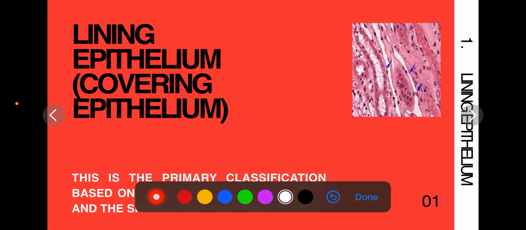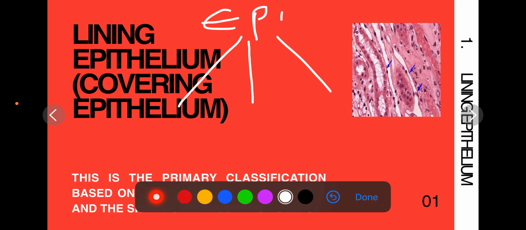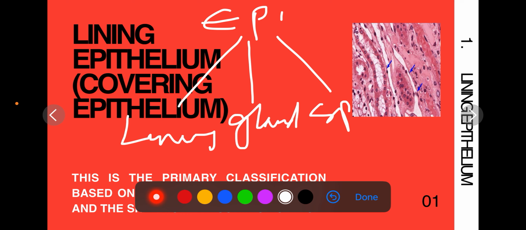So in general, the epithelium is classified into three branches. So here, this is epithelium, okay, and we have three types. The first one is the lining one, which we are speaking about now. The second one is called the glandular, and the third is special types. Okay, this is in general.